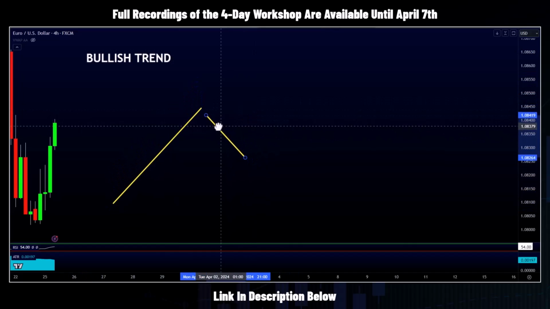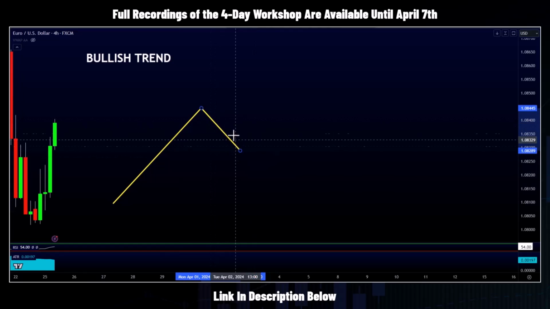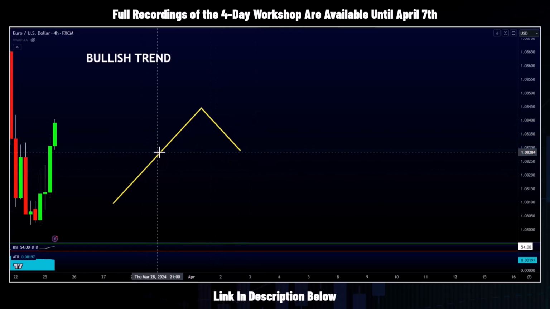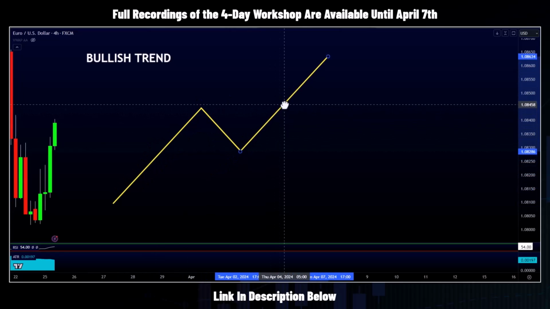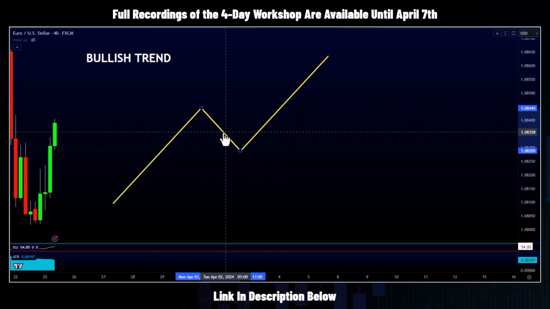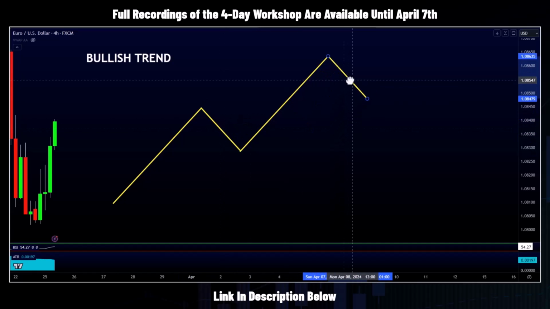So we add these together. We have an extension that goes like that. We have a retracement that pulls back. We then have another extension that goes forward. We then have another retracement that goes back. And as long as we are in a bullish trend, we keep this pattern going of longer extensions, smaller retracements. Longer extensions, smaller retracements, right?